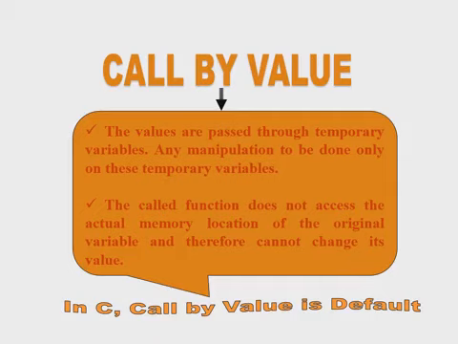So when we pass the values of the parameters, they will be copied into temporary variables, so the manipulations will be done only on those copied variables, not on your actual variables, that is your actual parameters. Their memory locations cannot be accessed, therefore the changes cannot be made to your actual parameters. So this is the call by value method.